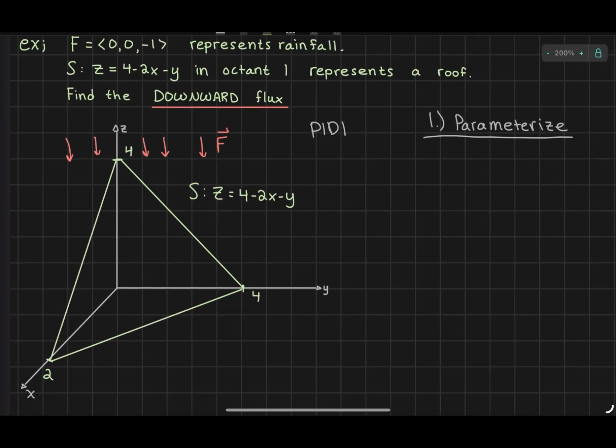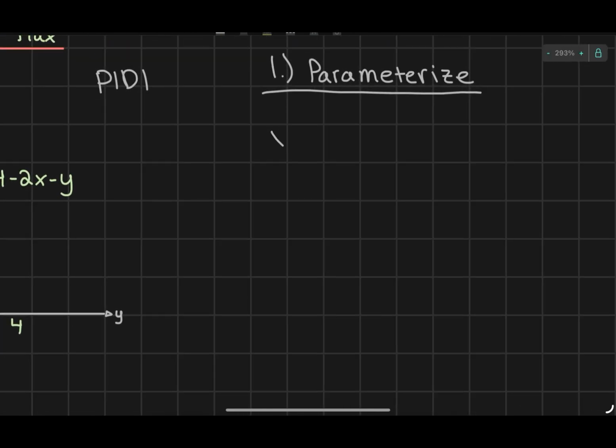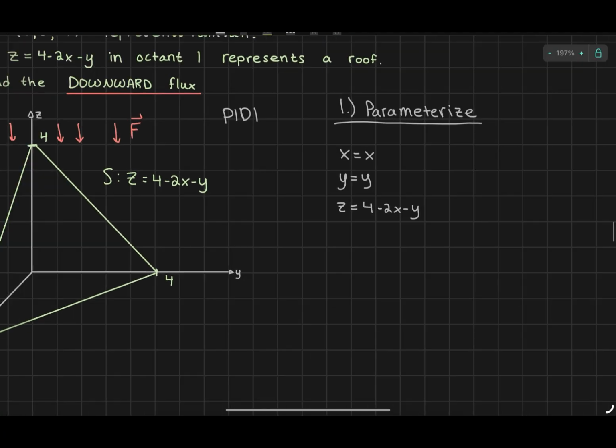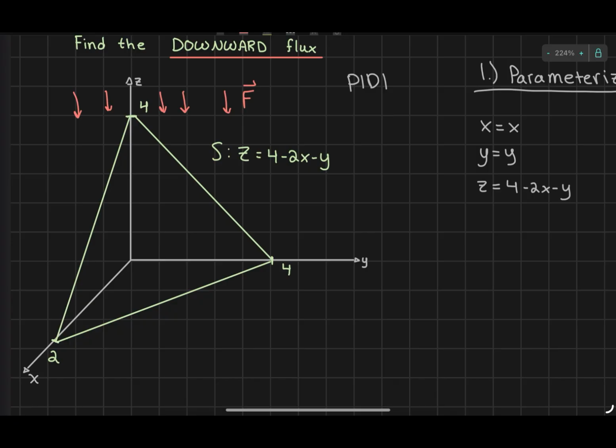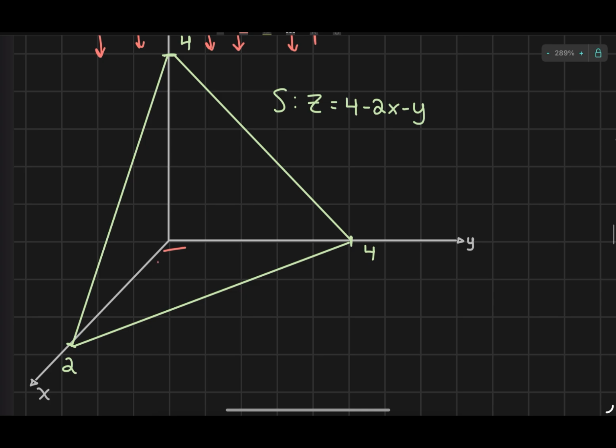Something I want to make note of is, our surface is an explicitly defined function, meaning we can just set our x equal to x, our y equal to y, and our z is actually going to be our surface. And our z is equal to 4 minus 2x minus y. So kind of squishing this image down, or perhaps looking at it from above into the xy plane, we kind of just have like a triangle in the xy plane.